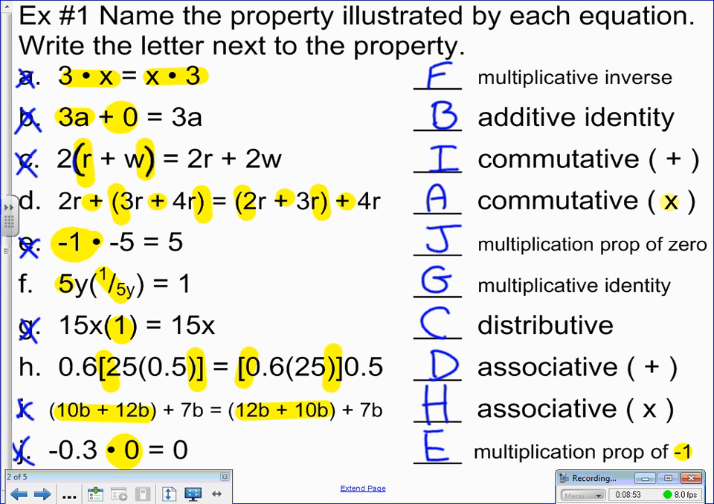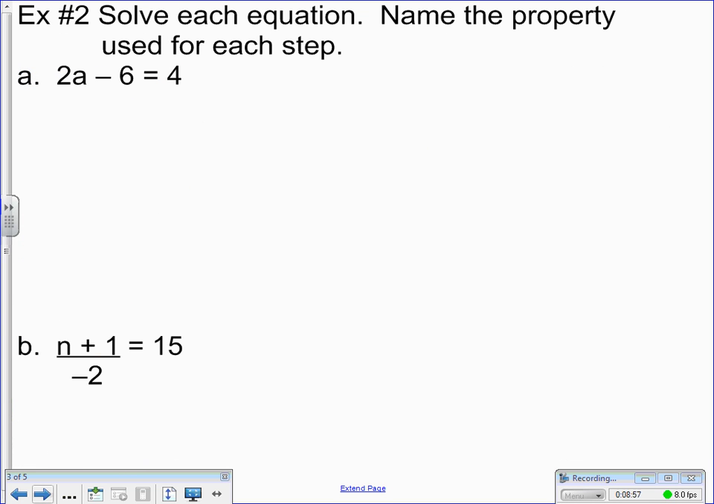All right, now let's move on to the next one. Here's a math problem. We need to be able to solve it and then name the properties that we used. Okay? Now, if I was going to solve 2a minus 6 equals 4, the first thing I would do would be to add 6 to both sides.